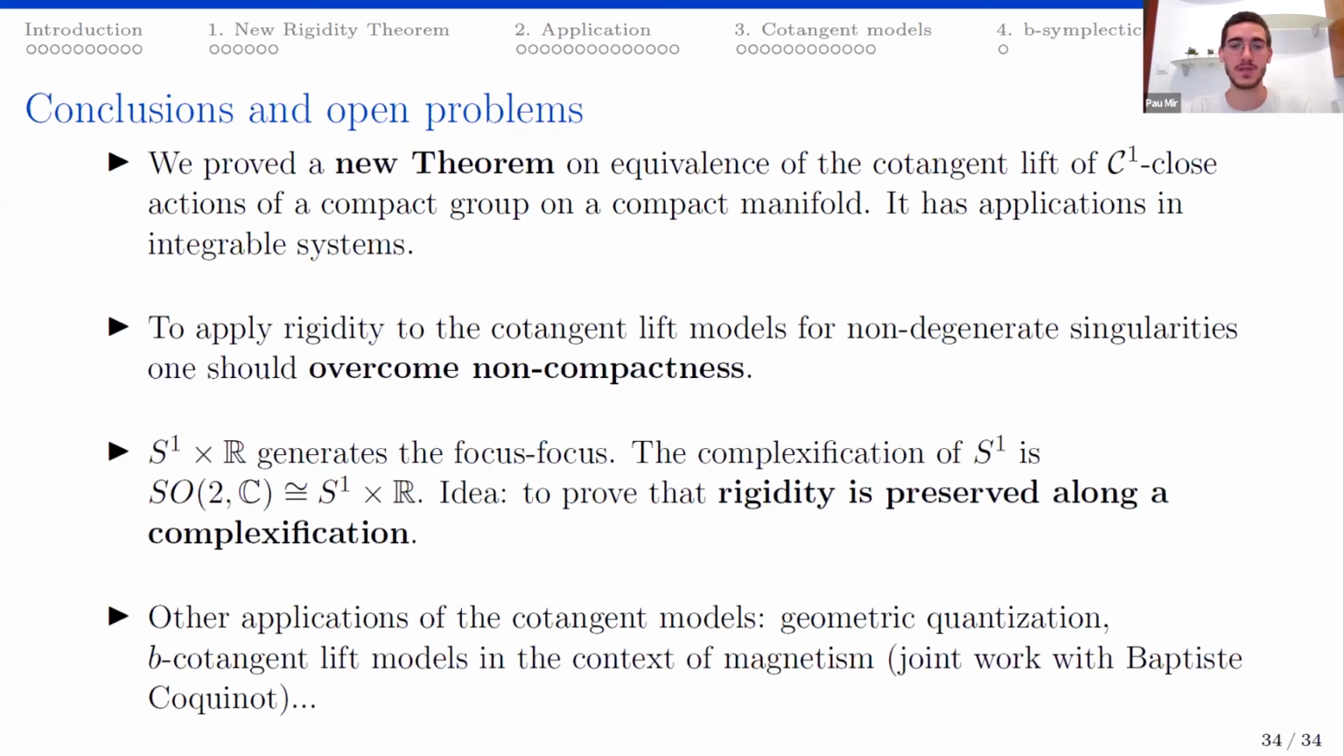Another application of these cotangent models theorems can be found in geometric quantization, in which we are also working, and in the magnetism context. There's also work in progress with Baptiste Coquinot from École Normale, in which we are working on big cotangent models for particles moving in electromagnetic fields, which maybe you will have news about in autumn if we are lucky with the proof, if we can work out the proof.